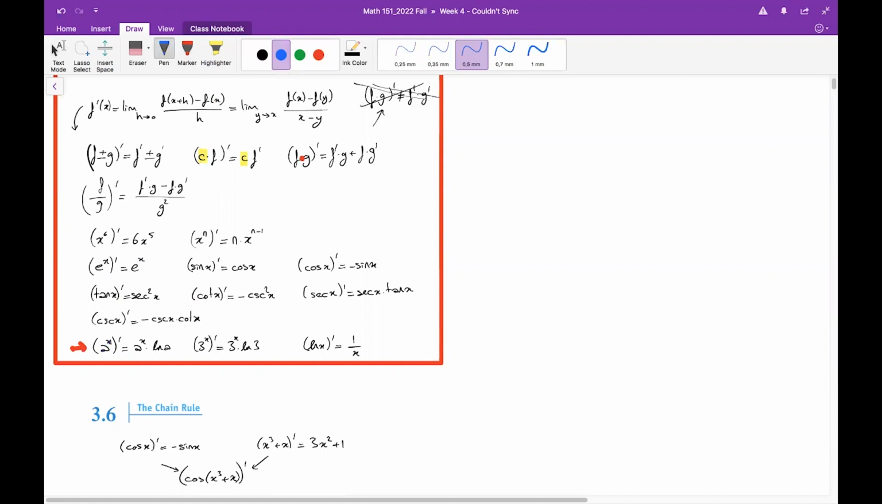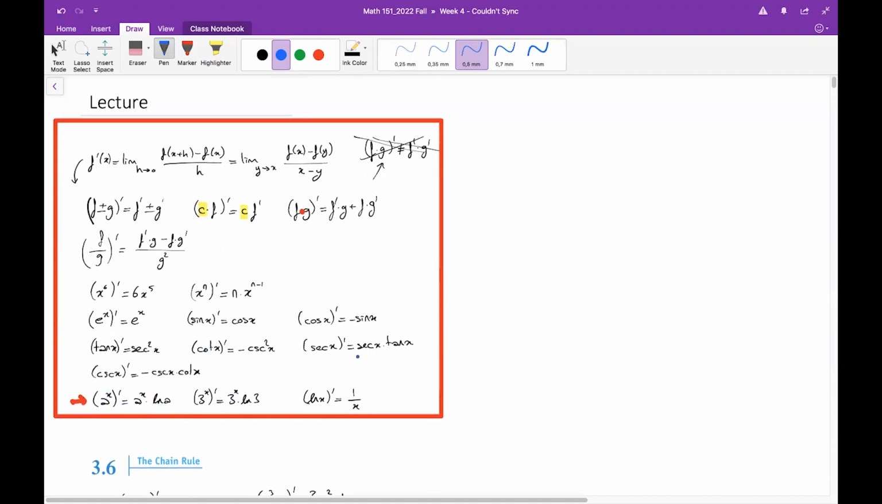So a to the power x is differentiated as itself times ln a, okay? For example, 3 to the power x is differentiated as itself times ln 3. And this is the derivative rule for ln x. So this is the nice reminder box for you, which summarizes what we have covered so far about differentiation.